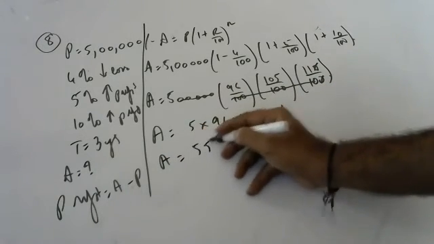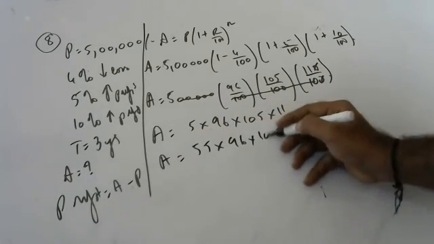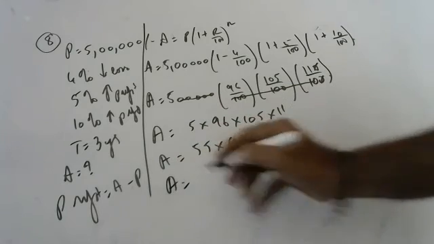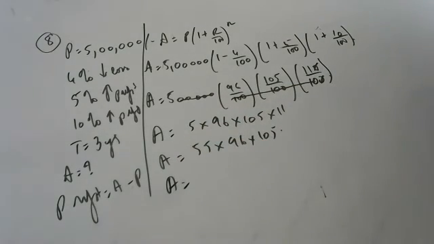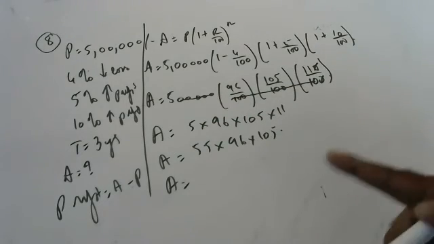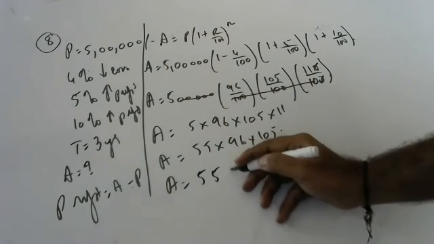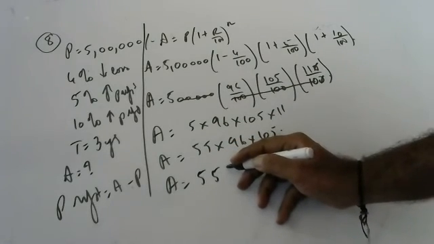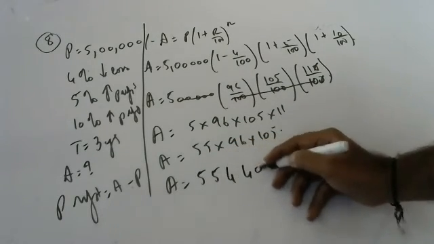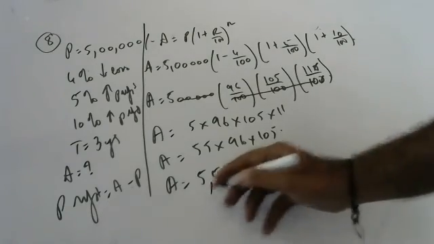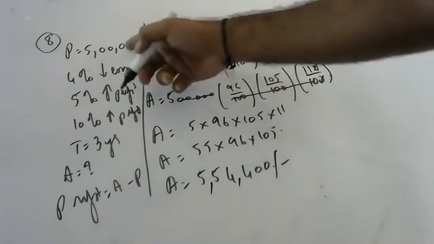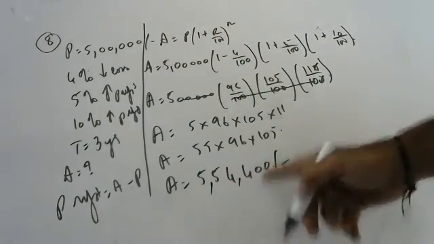Can anyone help me? 55 into 96 into 105. How much? So he invested 5 lakhs, he got 5 lakhs 54,400.